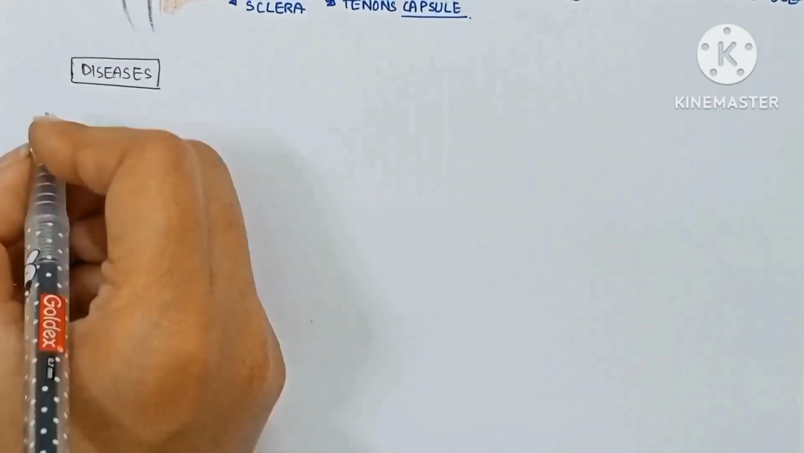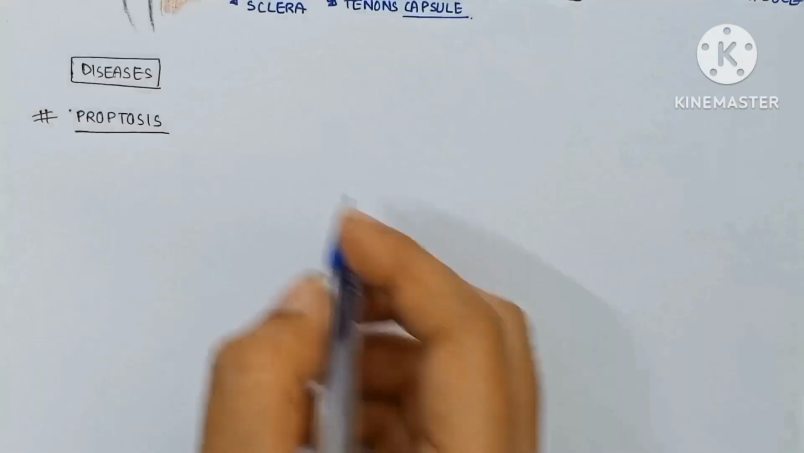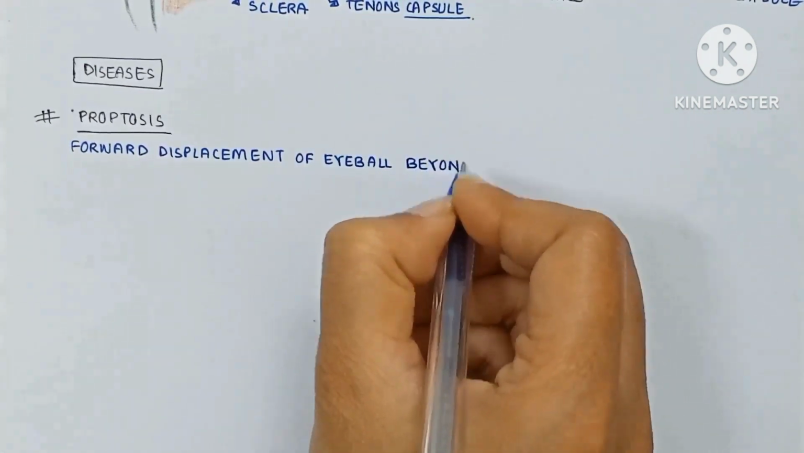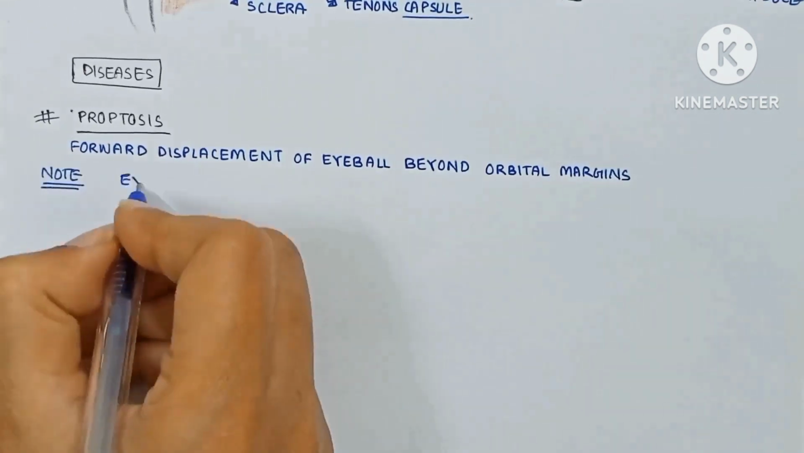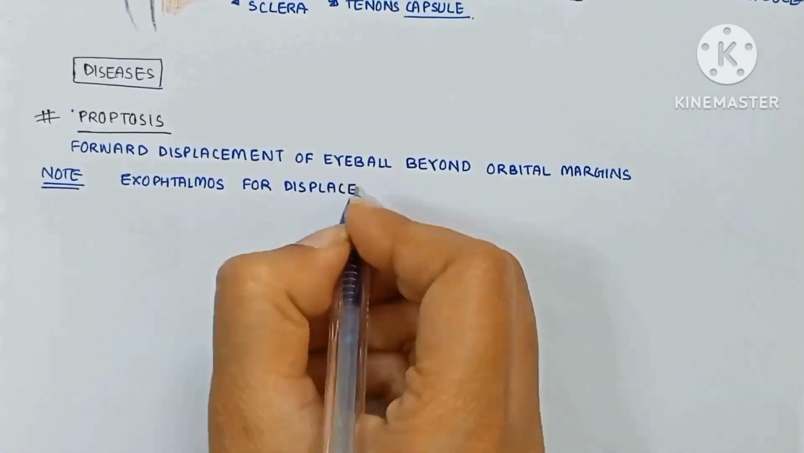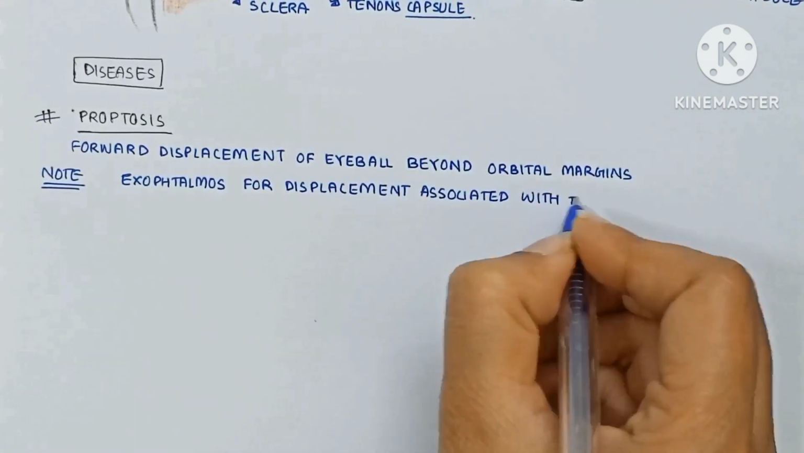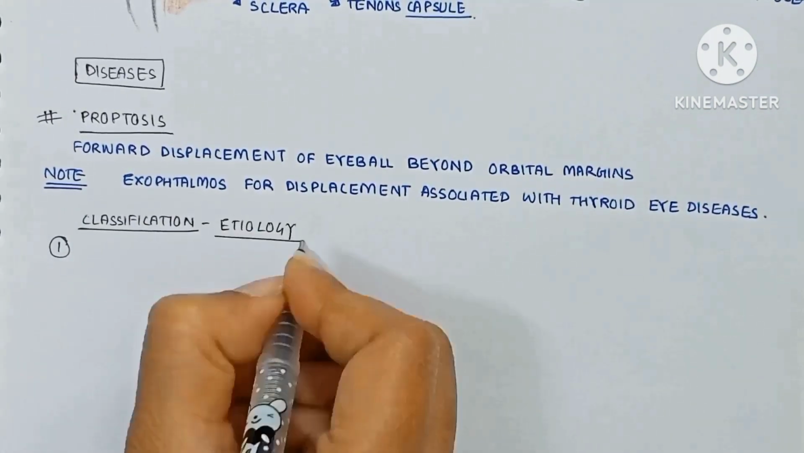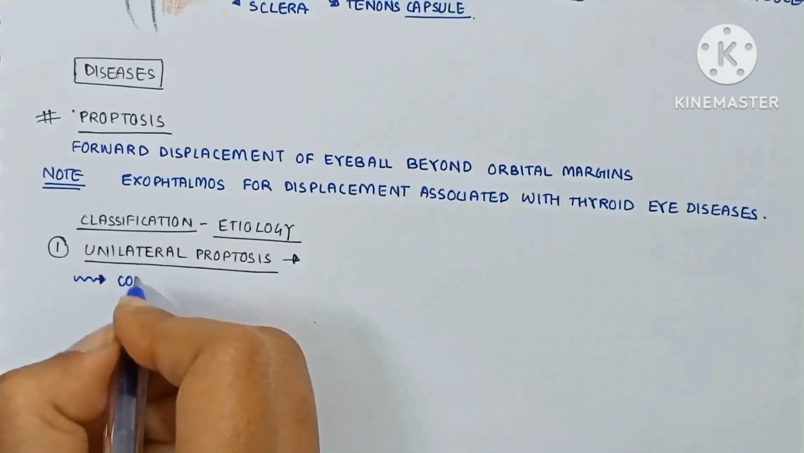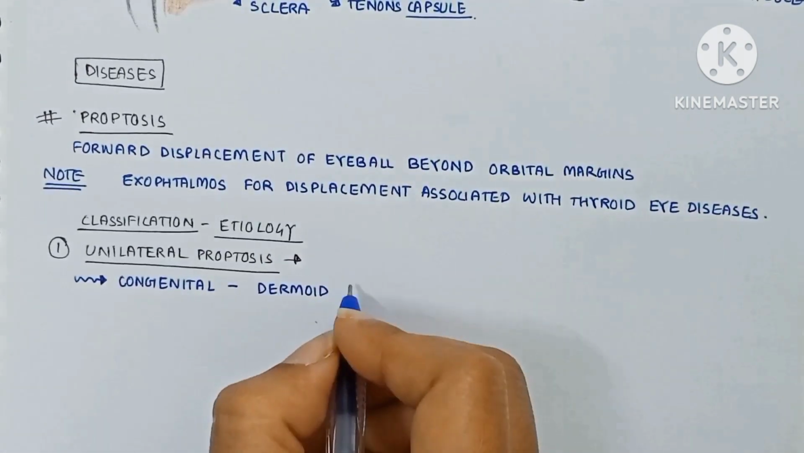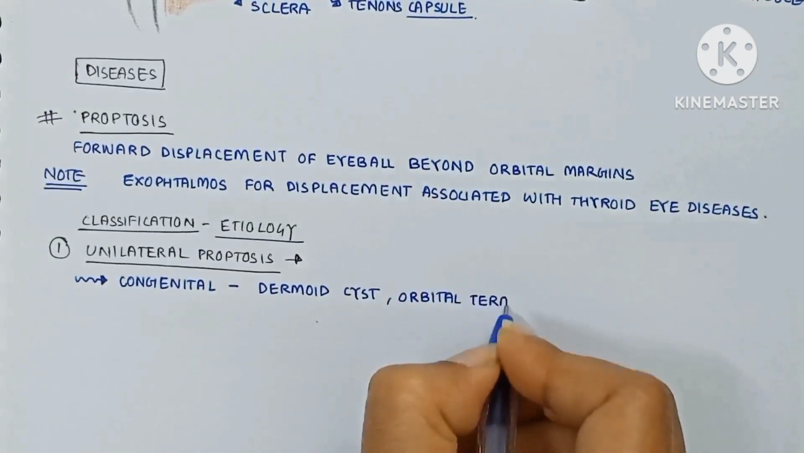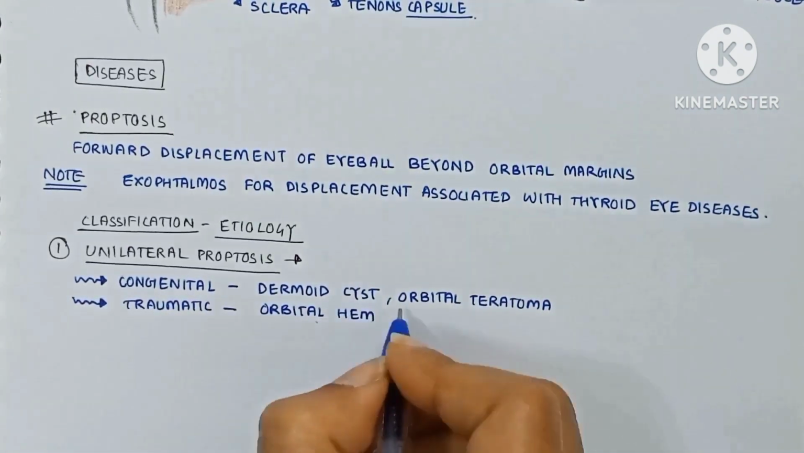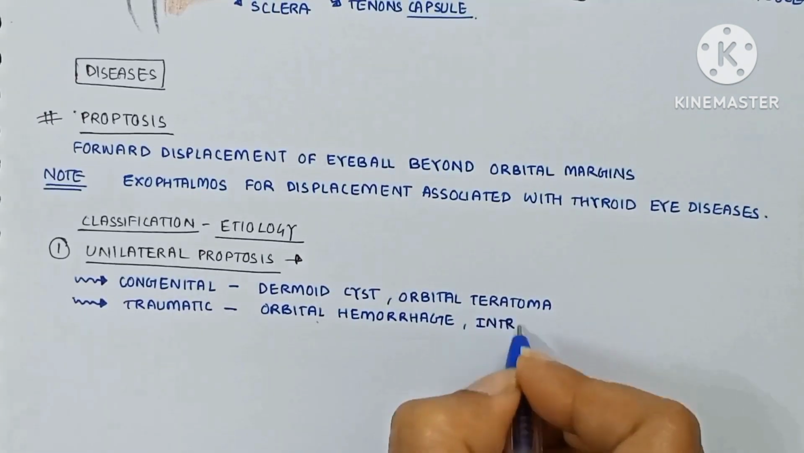Diseases of the orbit. First is proptosis. It is a forward displacement of the eyeball beyond the orbital margins. Note one point: exophthalmos is the term for the displacement associated with thyroid eye disease. Now the classification or etiology. First is unilateral proptosis. It may be congenital, due to dermoid cyst or orbital teratoma. Traumatic, due to orbital hemorrhage or intraorbital foreign bodies.